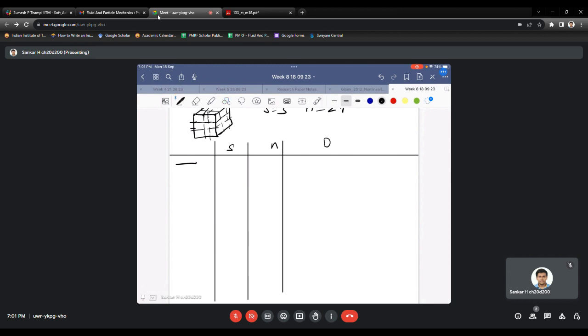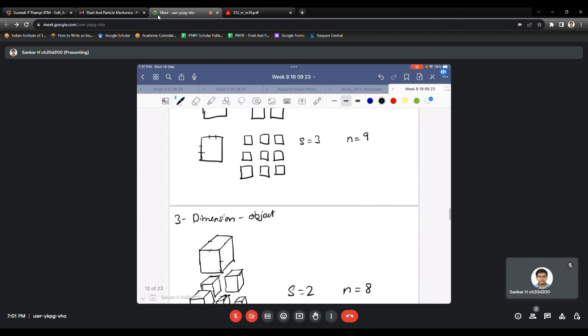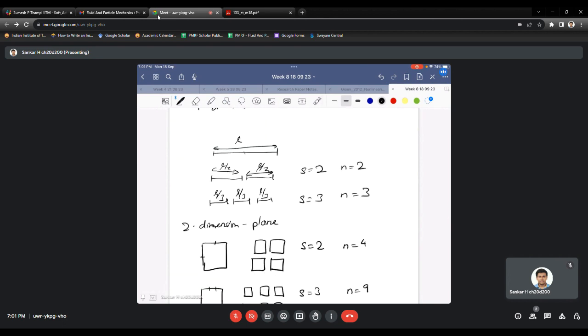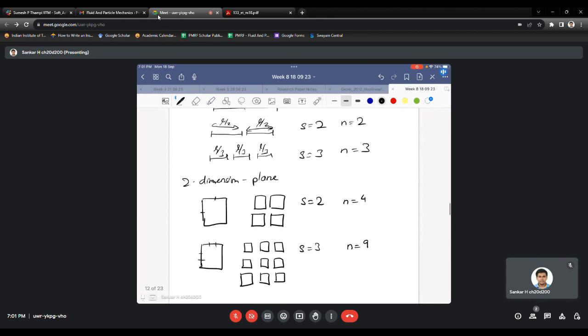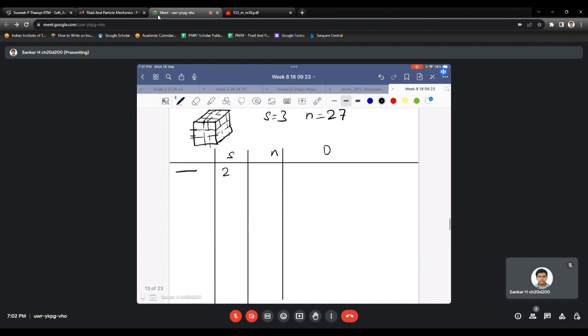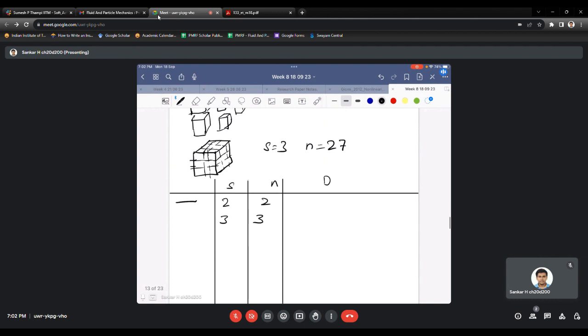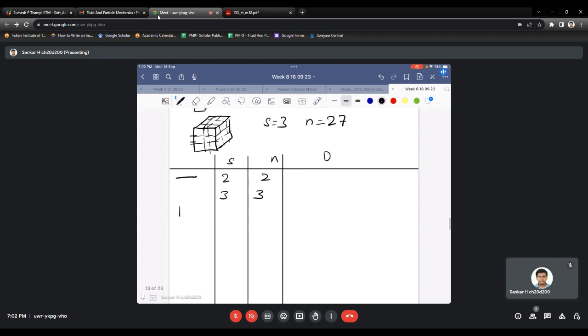If the scaling factor is 2, for a line, the number of pieces is 2. If the scaling factor is 3, the number of pieces is 3. Therefore, if we write down this relation, for a plane, we know that if the scaling factor is 2, we get 4 pieces. With the scaling factor of 3, we get 9 pieces.